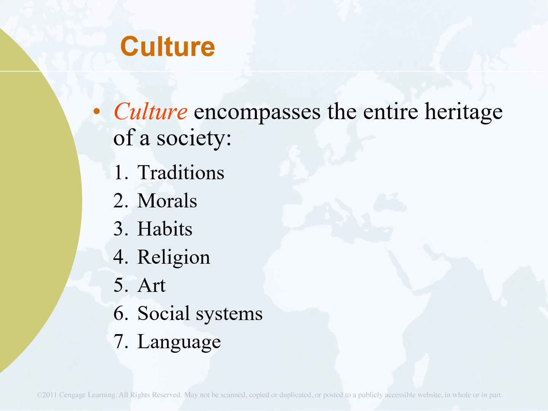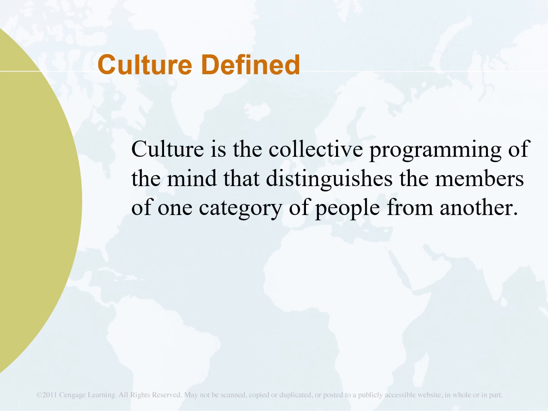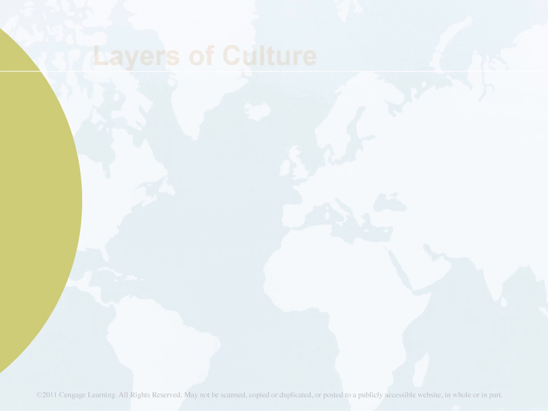What is culture? The entire heritage of a society, right? All the elements of culture: traditions, morals, habits, religions, arts, social systems, and of course, language. Definition of culture: the collective programming of the mind that distinguishes the members of one category of people from another, one country, one culture from another, by Geert Hofstede.